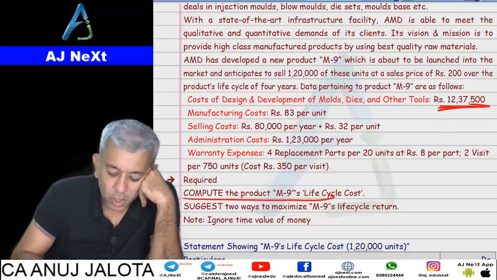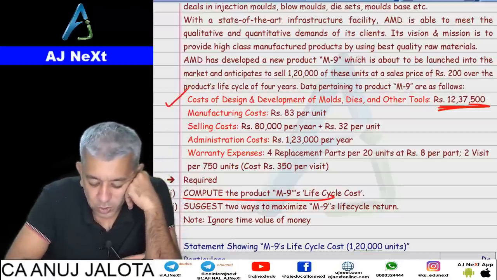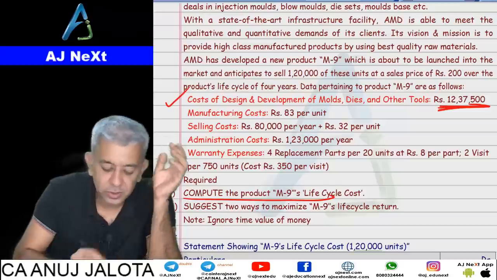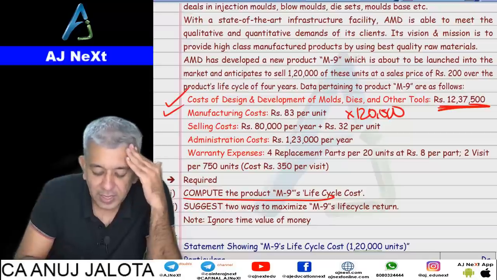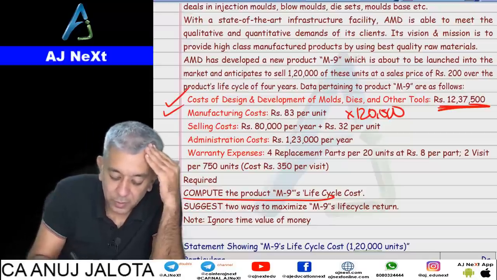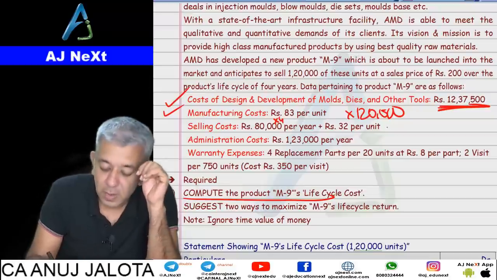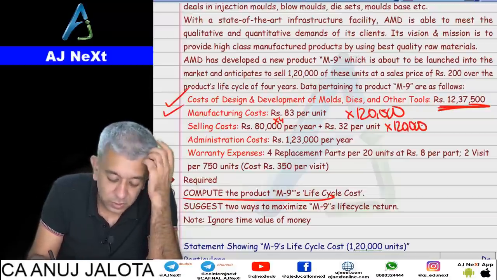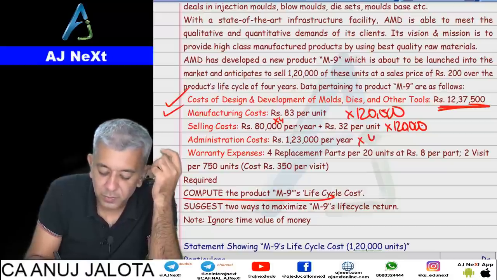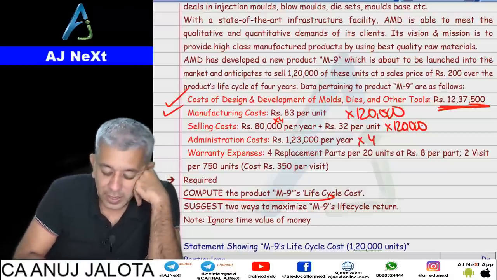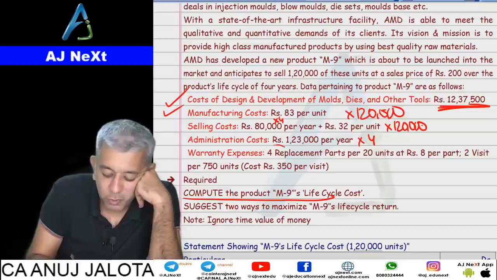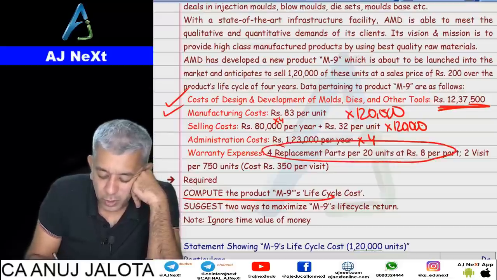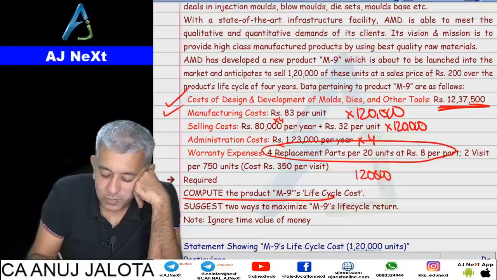One is the cost of design and development of molds, dies and other tools. Manufacturing cost 83 per unit into 120,000 units. Selling cost 80,000 per year plus 32 per unit. So 80,000 into 4 will give you the cost for 4 years, plus 32 per unit into 120,000 units. Further, administration cost 123,000 per year, so into 4 years. Then warranty cost: 4 replacement parts per 20 units at the rate of 8 per part.